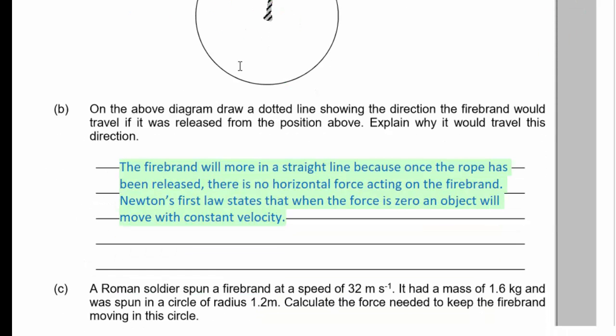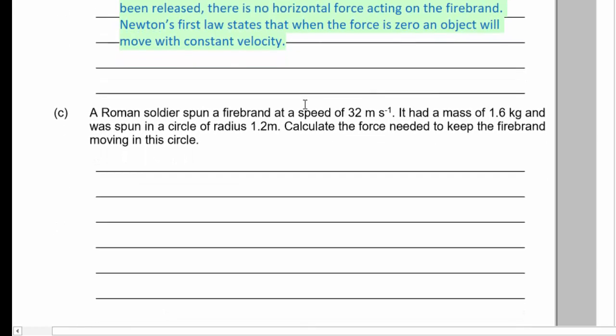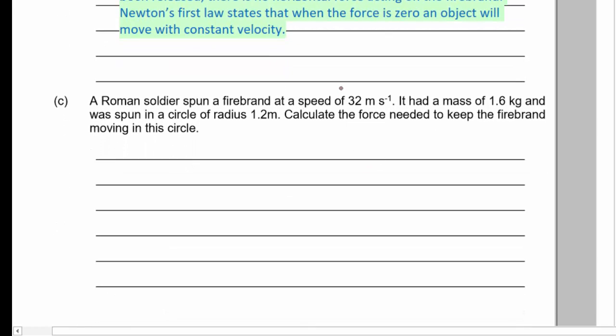C. A Roman soldier spun a fire band at a speed of 32 meters per second. So this is our velocity. It had a mass of 1.6 kilograms. It was spun with a circle of a radii of 1.2 meters. Calculate the force needed to keep the fire band moving in a circle.